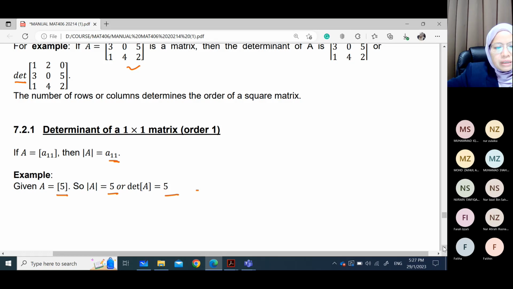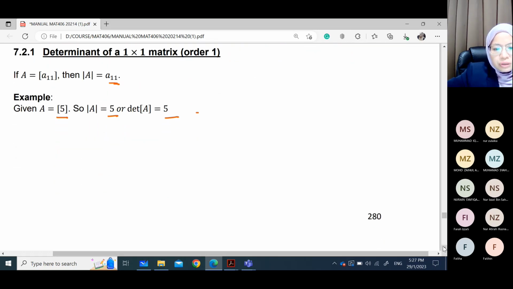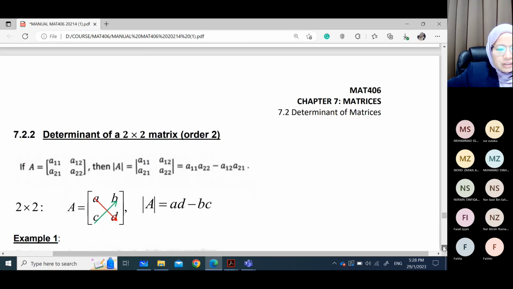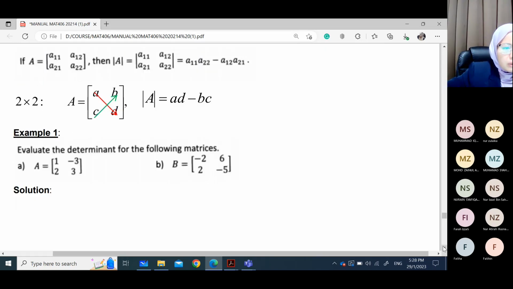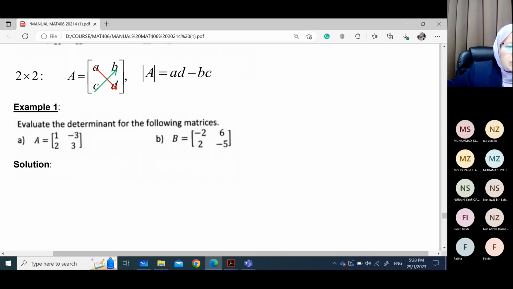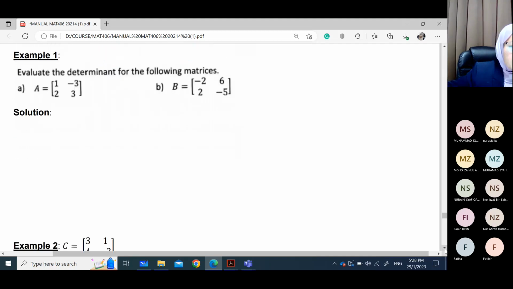Biasanya nak cari determinant matrix, matrix tu biasanya square matrix lah. 2 by 2, 3 by 3, macam tu. Kalau yang bukan square, belum ada lagi lah determinant for non-square matrix. Okay. So ini 2 by 2 matrix. Determinant for this one, AD minus BC. Okay. So kita cuba cari. Look at this example. Evaluate the determinant of the following matrix. We have this matrix. So find the determinant of this matrix.